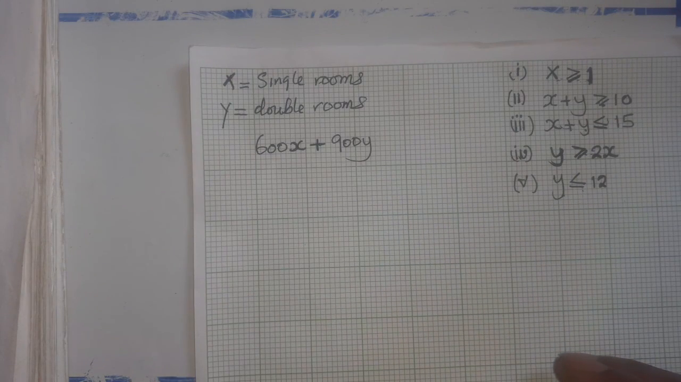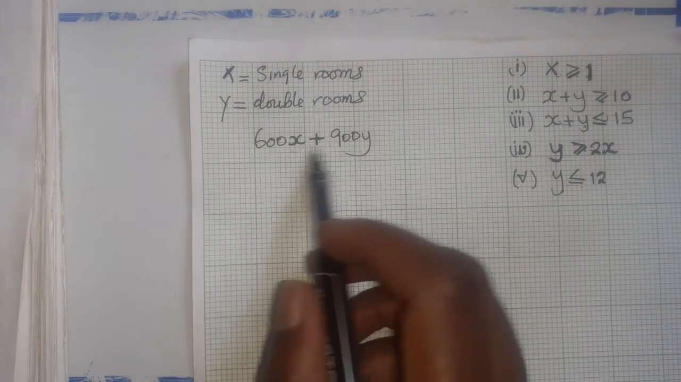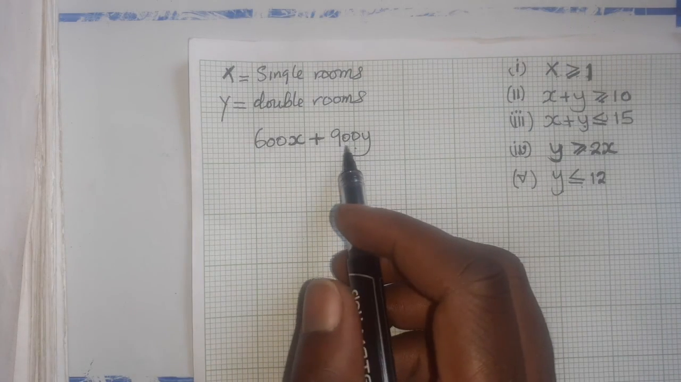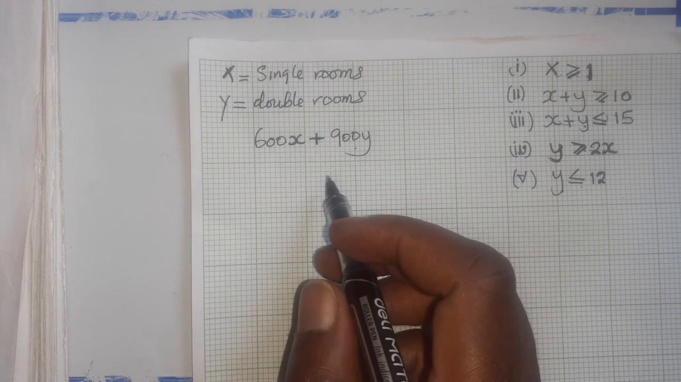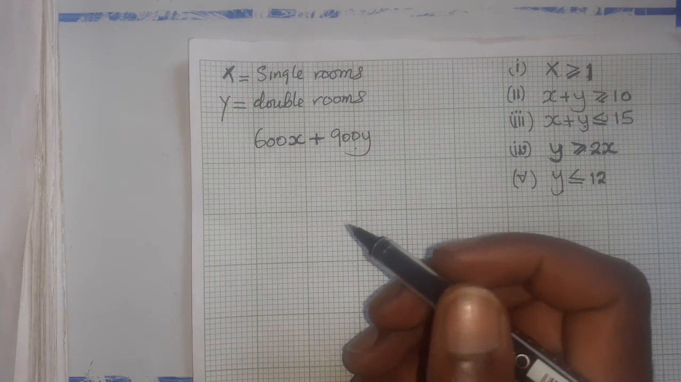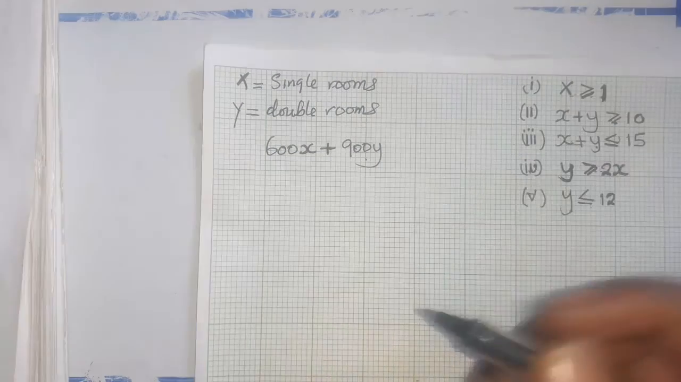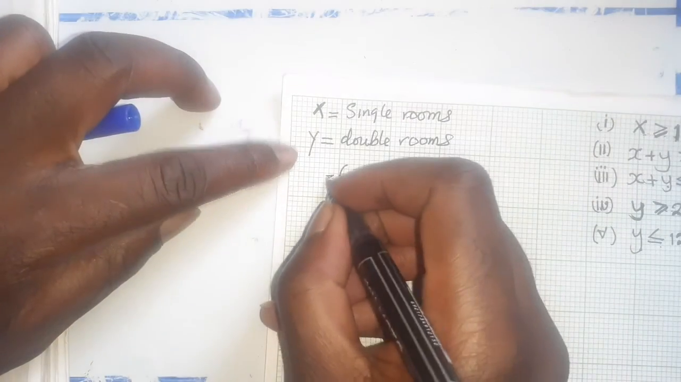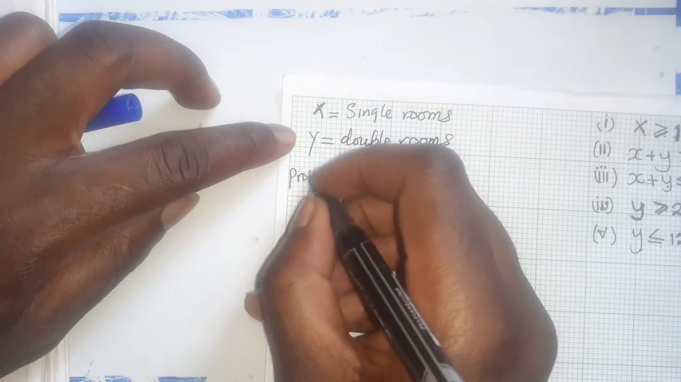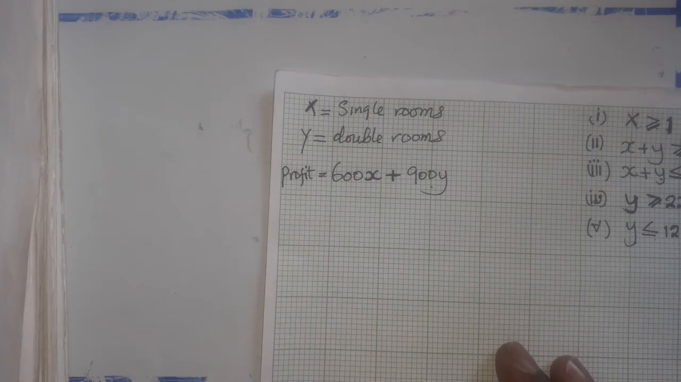For double rooms. So this is the objective function. Since this objective function helps us to find profit, if you want, you can actually put it that way, but this is the objective function here. Let's leave it like that. We can write profit here because it's helping us to find profit, and write profit is equal to this.